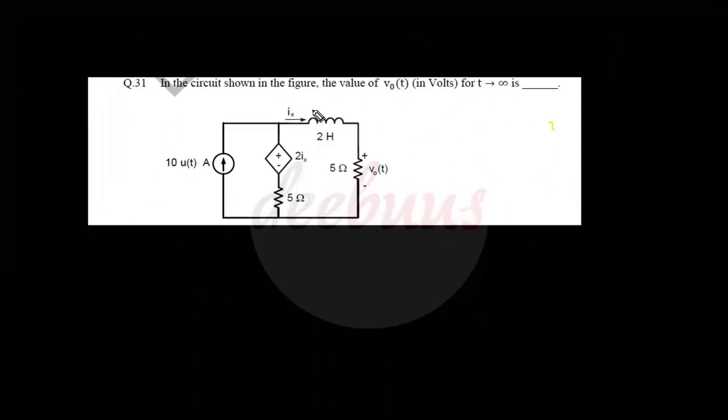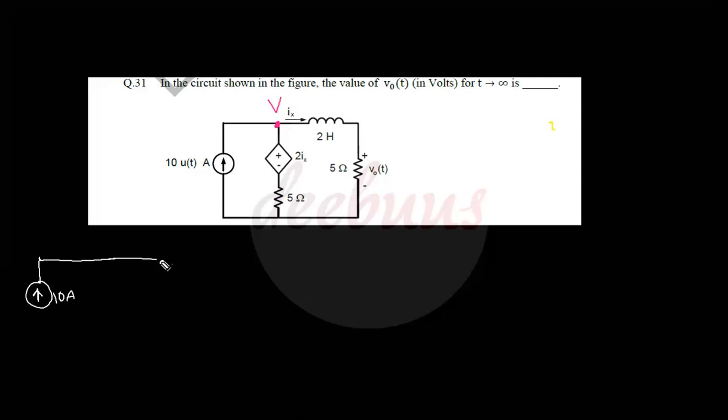In the circuit shown in the figure, the value of V0(t) in volts for t tending to infinity. Right? So for t tending to infinity, we have to find the voltage across this resistance, right? This is 10 u(t). 10 u(t) is actually a DC applied here, and the inductor turns out to be short circuit at t tending to infinity. So I am writing node equation at this node and marking it as V. Now I am drawing the equivalent circuit at t tending to infinity. Here it is a 10 u(t) current source. So I am marking it as 10 ampere current source.